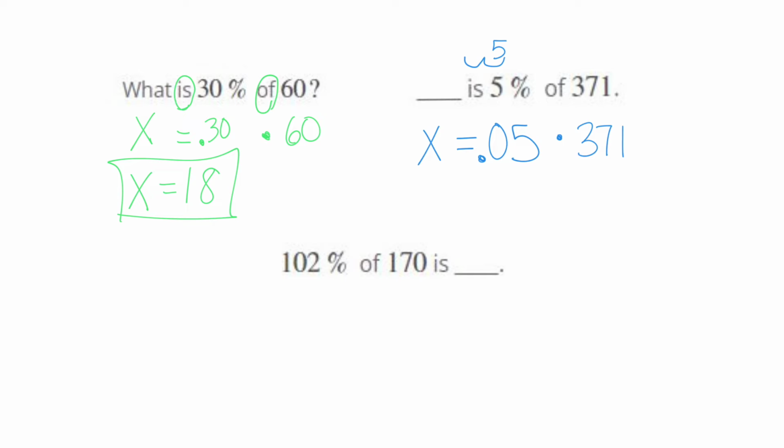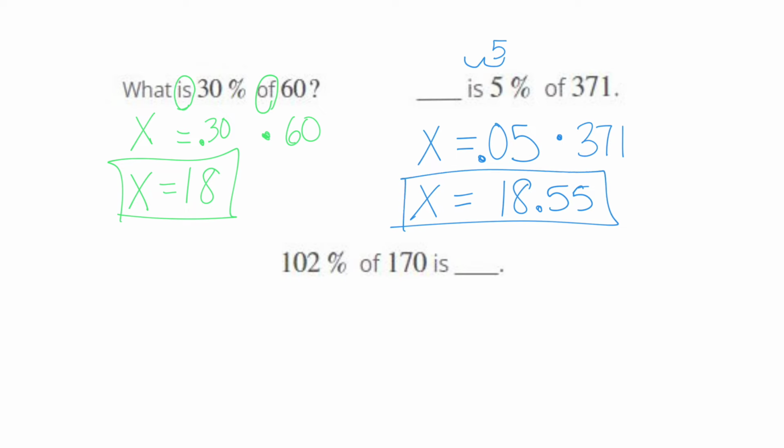I'm taking 5% of this base value of 371. 5% isn't much. I'm looking for a pretty small number here. So 0.05 times 371. I can do that in my calculator. And these don't necessarily come out nice. So I have x equals 18.55, which is a very small portion of the 371.